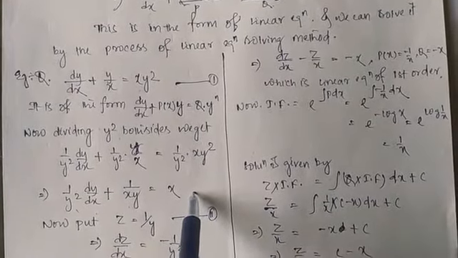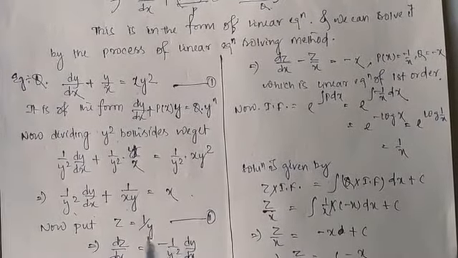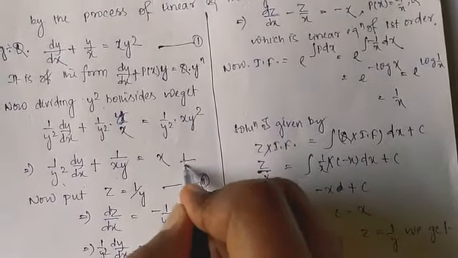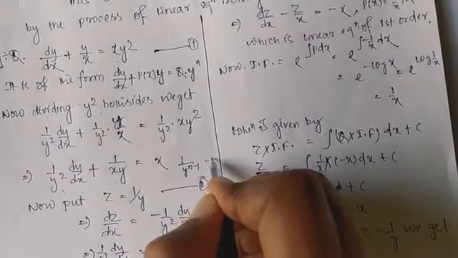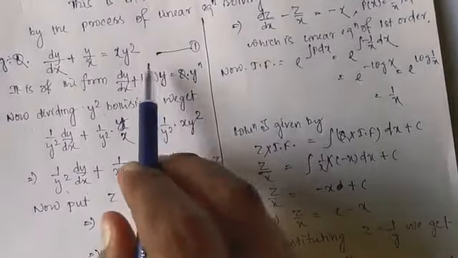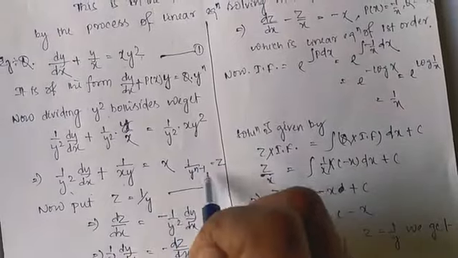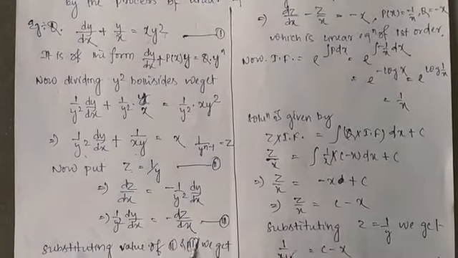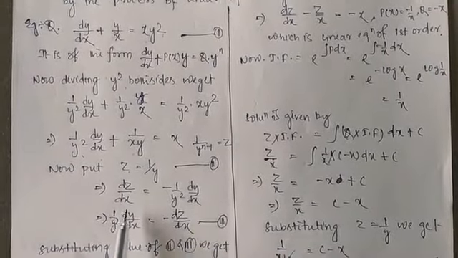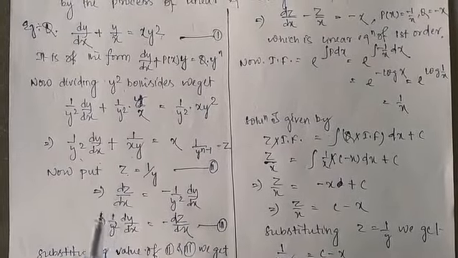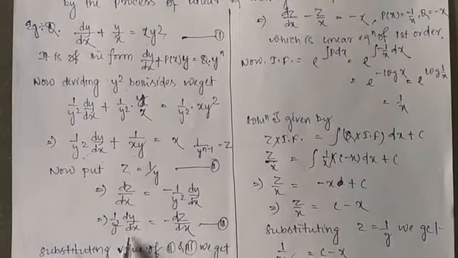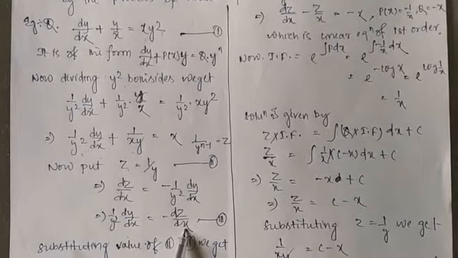Now what I said, we substitute 1 by y to the power n minus 1, that is equal to z. Here n is 2, so 2 minus 1, that is equal to 1. So 1 by y equal to z. The derivative of 1 by y is minus 1 by y square dy by dx, whose value will be equal to dz by dx, but we require the value of 1 by y square dy by dx, which is equal to minus dz by dx.